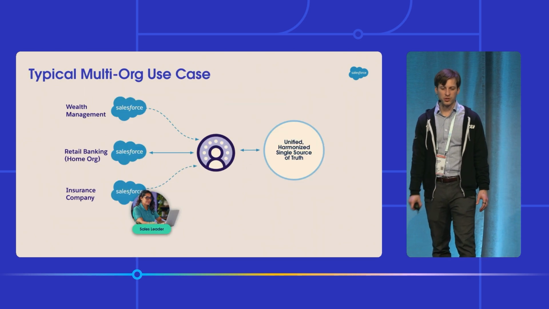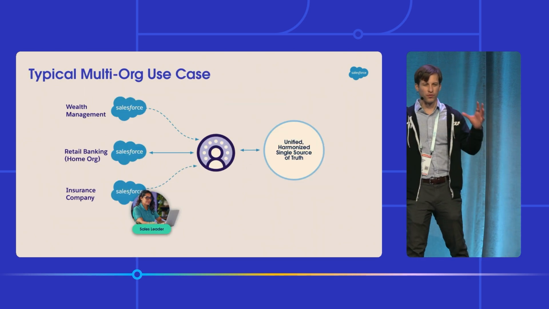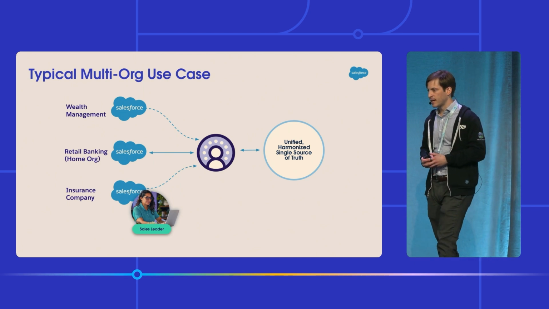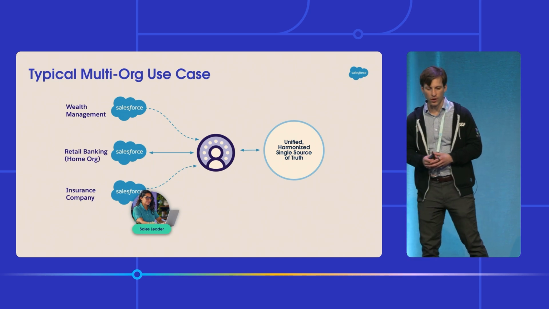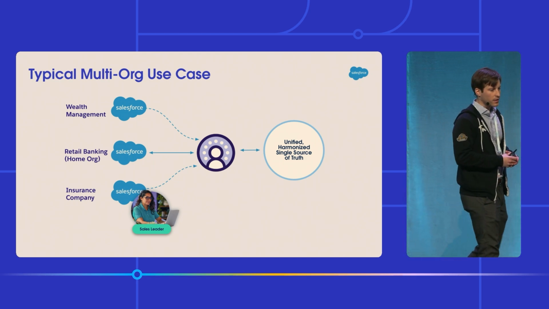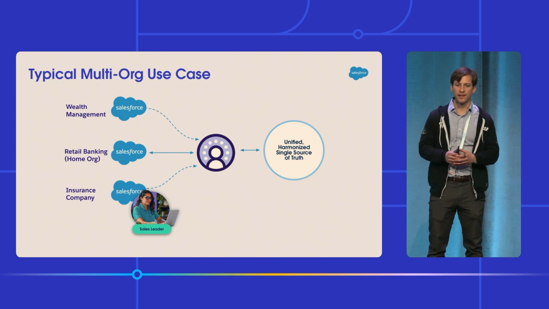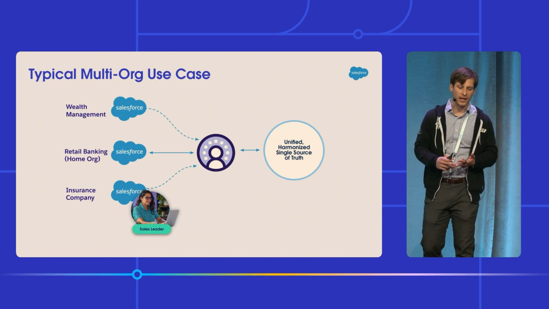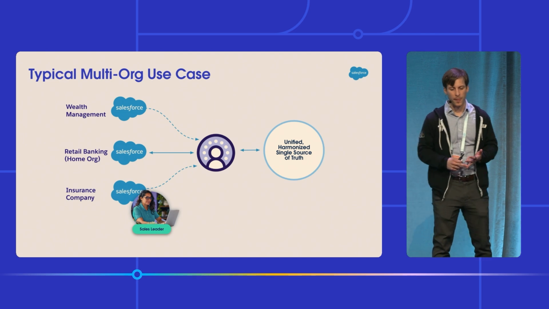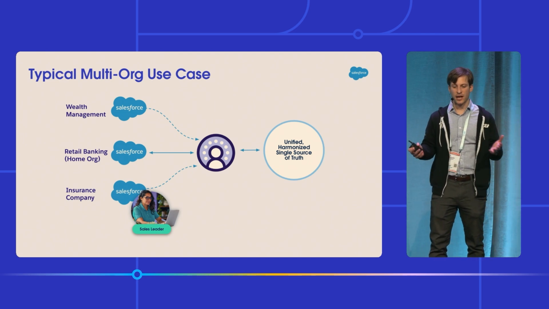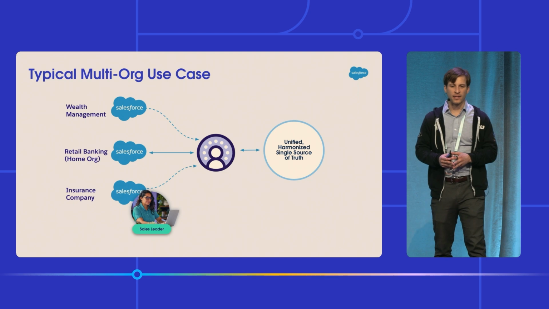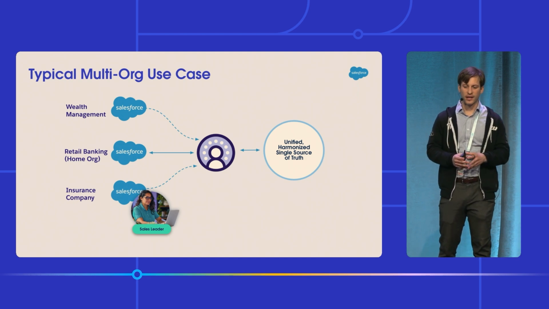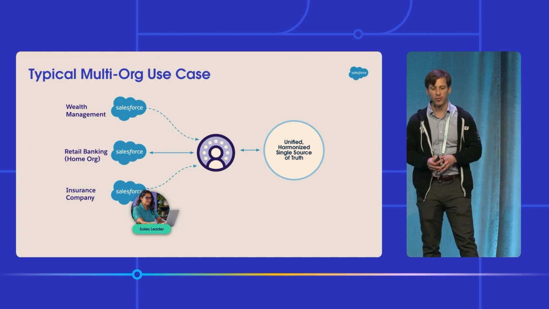So let's walk through a specific use case here. I think this will hopefully help you understand a bit more. Let's take an example in the financial industry space, right? This might be a large financial institution, and they might have 3 different orgs: one for wealth management, one for retail banking, and one for insurance company, right? And they're using Data Cloud today, as you can see there. They're connecting all their Salesforce orgs. They can also bring data from externally, and they're creating that single source of truth, that unified profile.